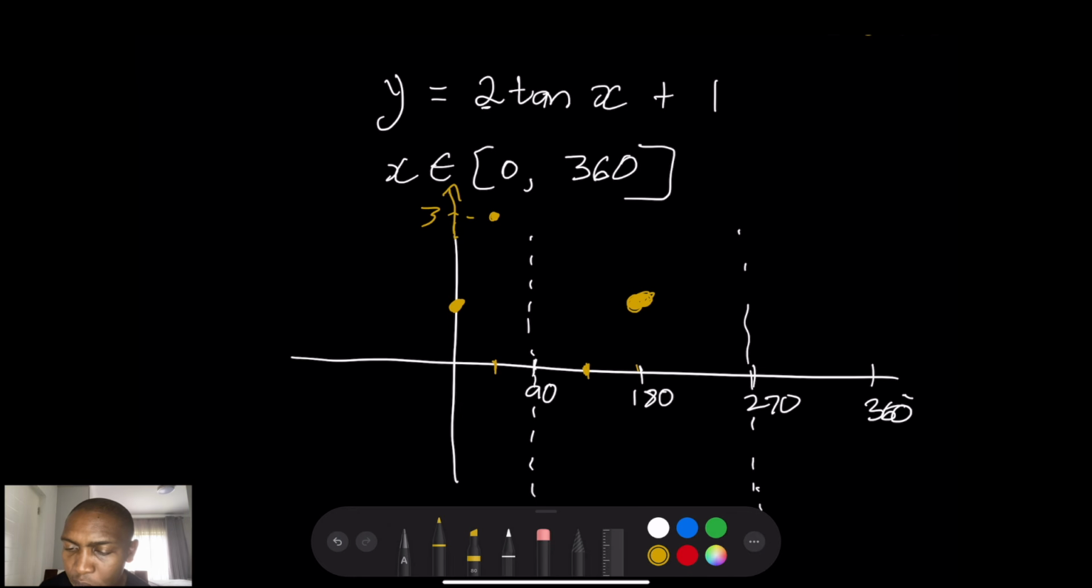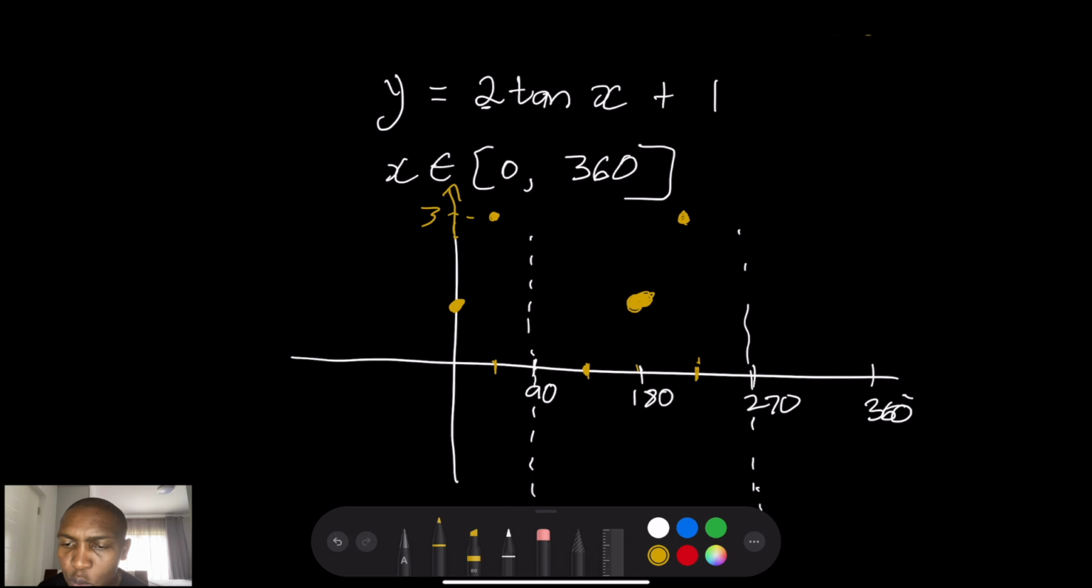So at 180, I know that my graph is 1 again, because we've added 1. And then at 270, that would be undefined. What's between 180 and 270? I think that's 225, right? So at that 225 value, again, I would have a 3 somewhere there.